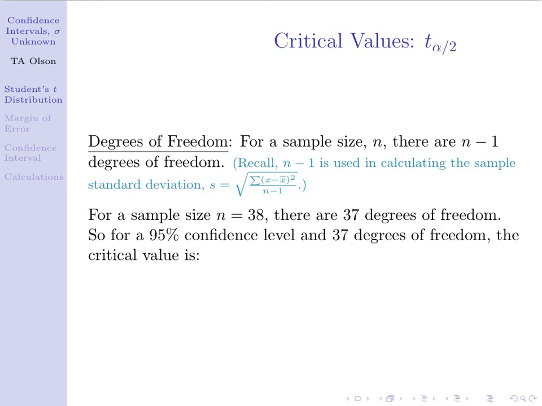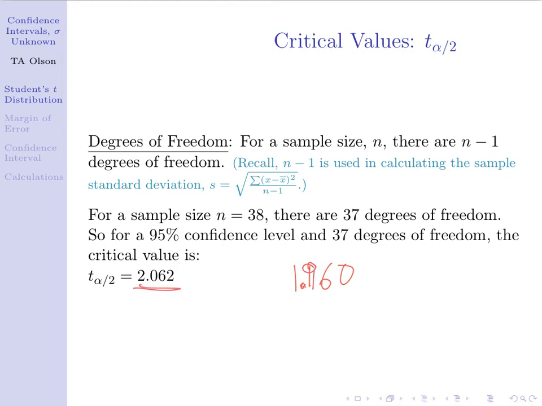All right, a quick example. If we have a sample size of 38, there are n minus 1, so 37 degrees of freedom. If you look at the table, a 95% confidence level with 37 degrees of freedom comes out to be 2.062. Okay, so in reference, our critical z-value for 95% confidence was 1.960. So this is larger.